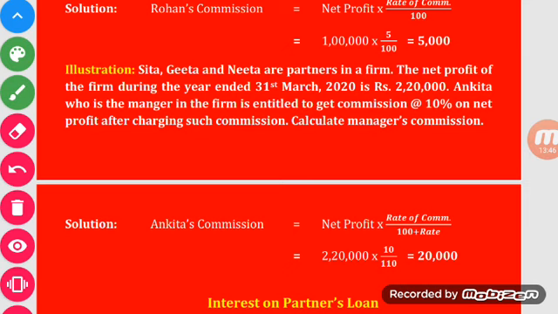Ankita's commission is equal to net profit into rate of commission upon 100 plus rate of commission, as per the formula. So here net profit is given in the question, rupees 2,20,000. The rate of commission is 10% upon 110, that is 100 plus 10, 110. Your answer will be rupees 20,000. Is it clear how to calculate manager's commission in both situations, after charging or before charging? I hope you understood the concept properly.